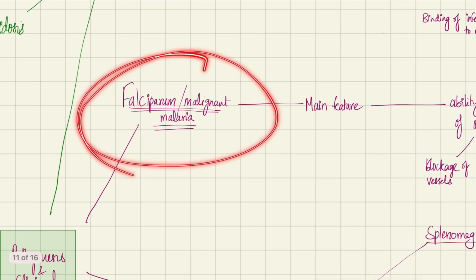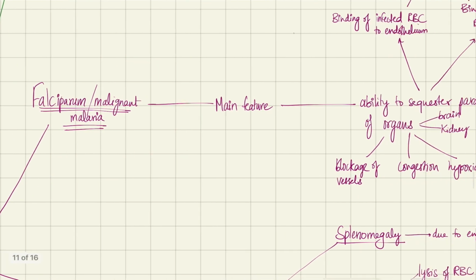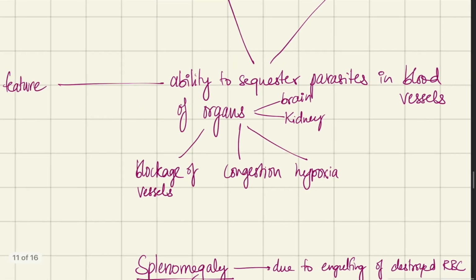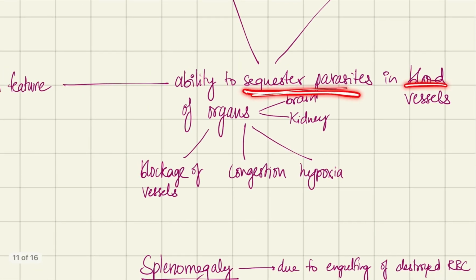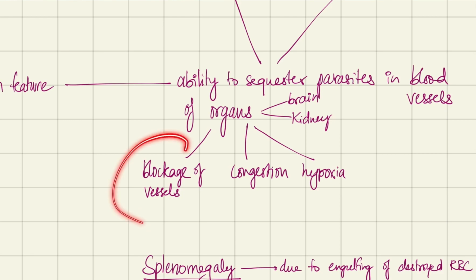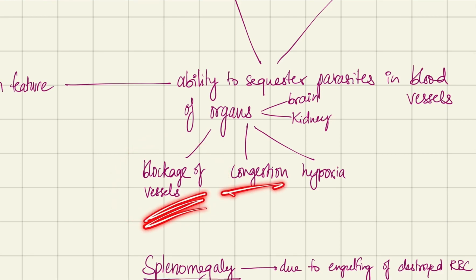Next, we come to falciparum or malignant malaria, which is much more dangerous. And the main feature we see here is the ability to sequester parasites in blood vessels. Attach the parasites in blood vessels of various organs like the brain and kidney. You already must be feeling how dangerous this is, because the parasites are being sequestered in the brain and kidneys, organs like those, which naturally causes blockage of the vessels, congestion, and conditions of hypoxia.